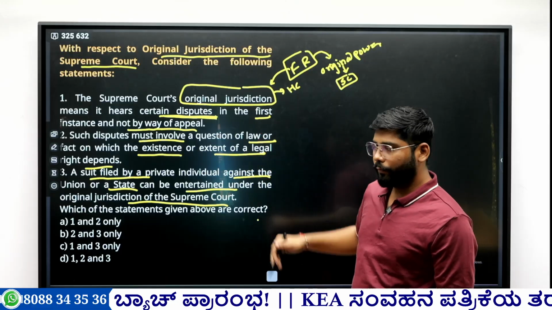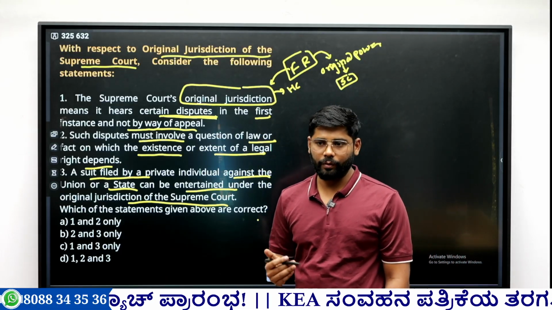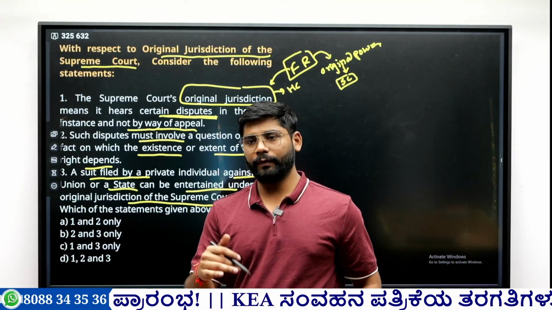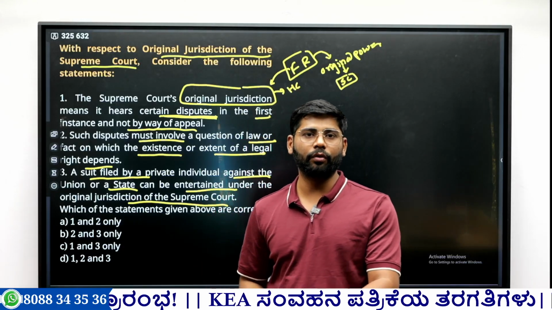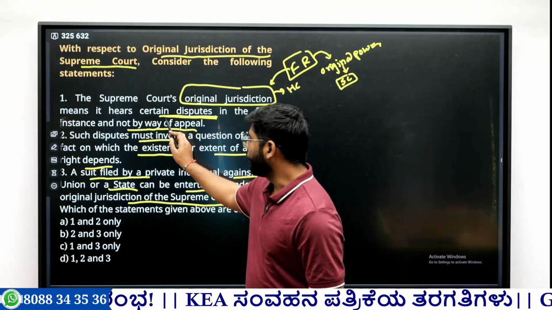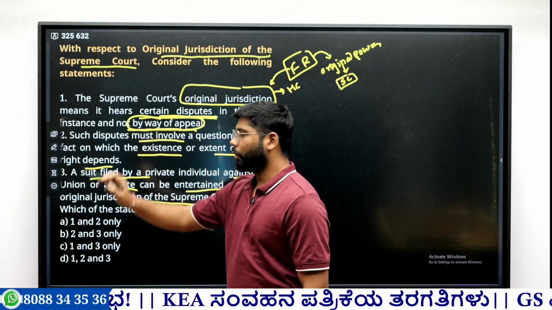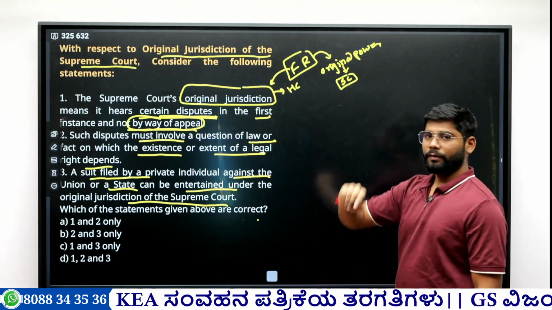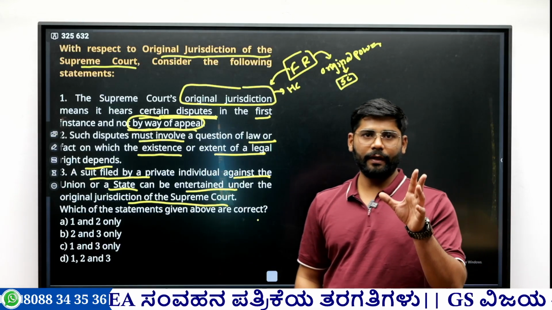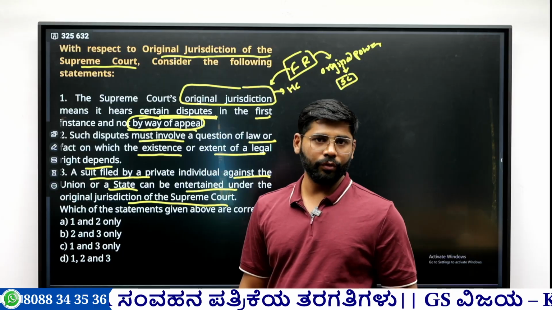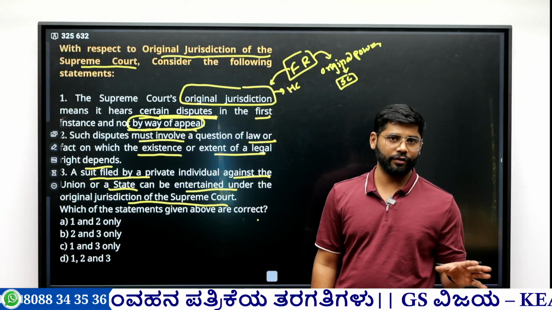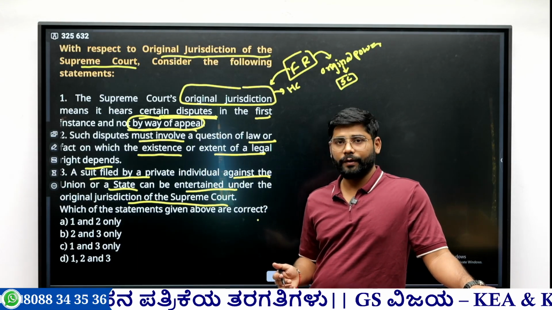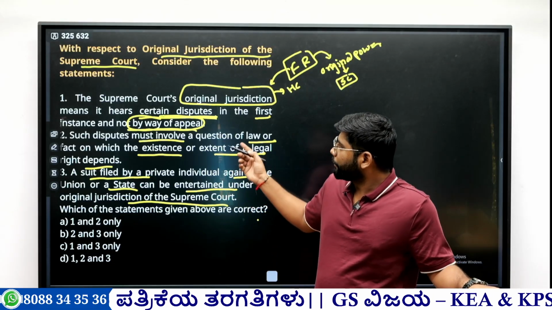Because when your fundamental rights get violated, you have the opportunity to go to the High Court. If you think the High Court has not decided properly, then you can go to the Supreme Court by way of appeal. So that's why it is not original jurisdiction. It is original power because it can give you the final decision on the violation of fundamental rights, or it can shape the constitutional provision accordingly. So that's why it is called original power. Okay, so the first statement is correct.